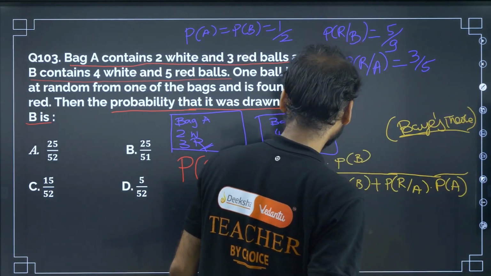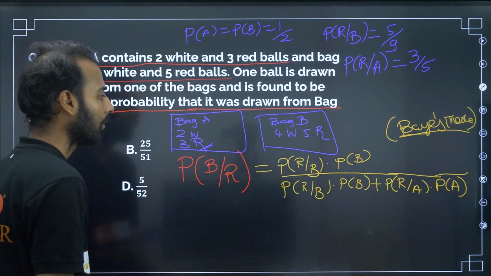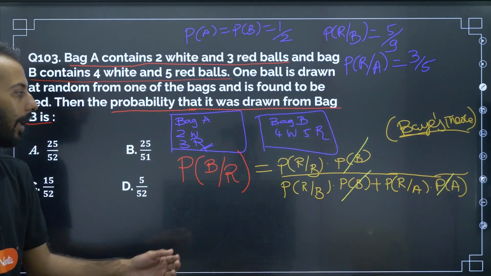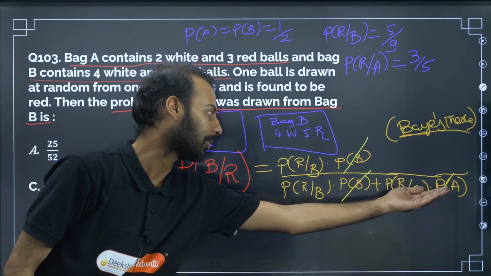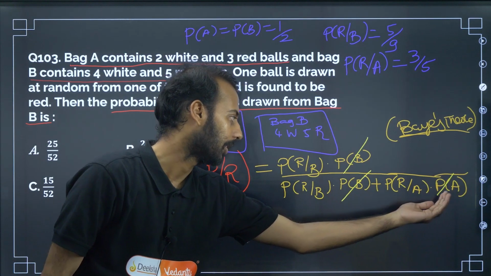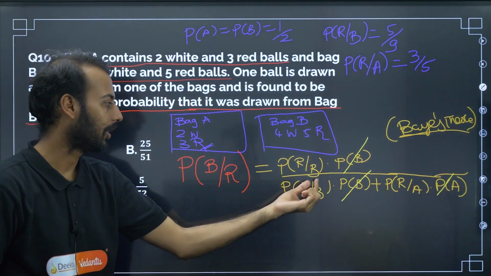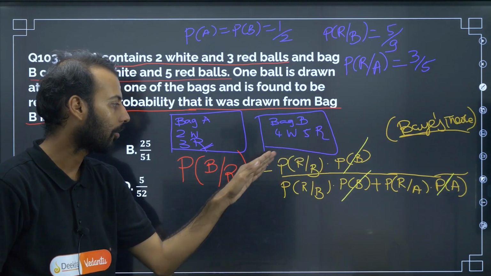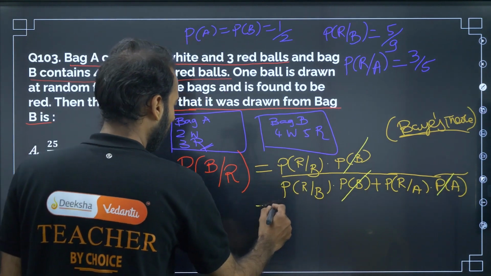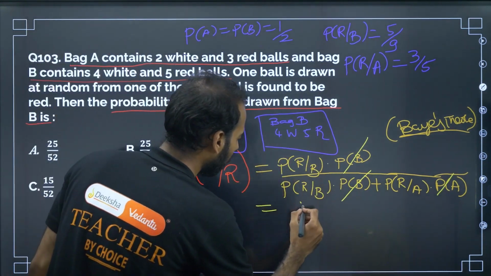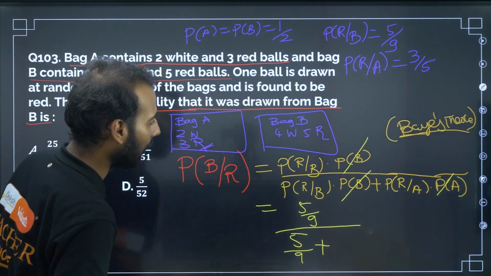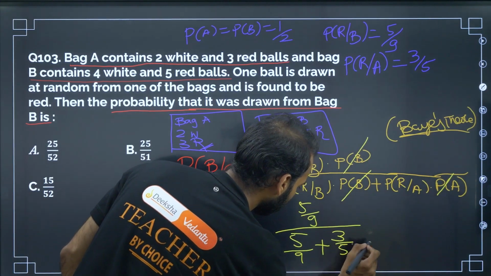Now we'll substitute those values here. You see, this P of B and this P of A get cancelled. I am not cancelling directly. P of B and P of A, its value is 1 by 2 here itself, so I am taking P of A common from this term and this term. Its value is 1 by 2, this is also 1 by 2, so I have cancelled. Don't say, sir, you are a maths teacher, you don't know how to cancel. Next, probability of R given B is 5 by 9 divided by 5 by 9 plus probability of R given A, which is 3 by 5.